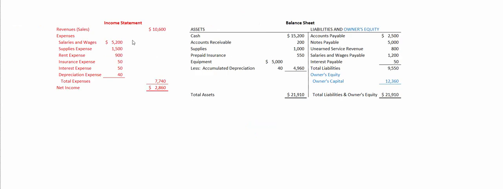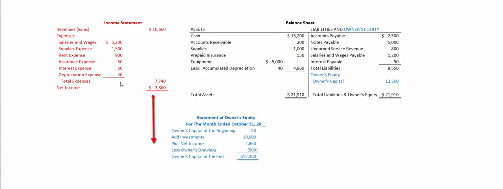Now, eventually, this revenue and these expenses will make it onto our balance sheet by way of being incorporated into owner's capital. Remember, owner's capital at the beginning plus net income minus drawings gives us owner's capital at the end. So that's how this stuff gets there, but you don't stick salaries and wages expense, supplies expense, rent expense, insurance expense onto the balance sheet.